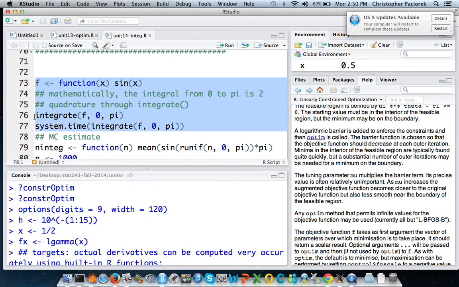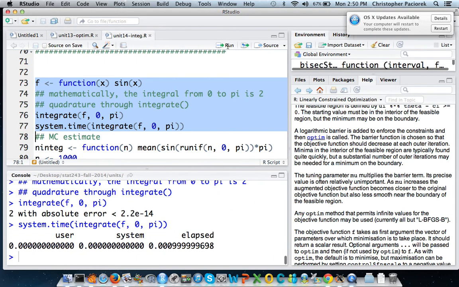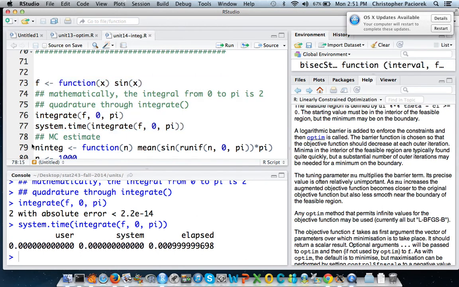So if I wanted to do this integral in R, I could say, okay, integrate the function f, which I've defined as the sine of x, between 0 and pi. And if I go ahead and do that, it says that integral is 2, and it's able to get an estimate of the error in doing the integral. I think I forgot to look up exactly how it does that, so I can't tell you that off the top of my head.